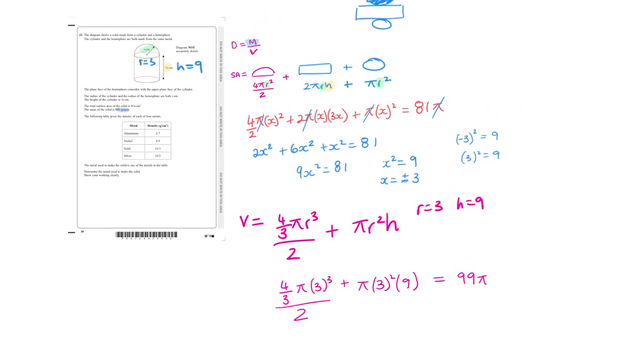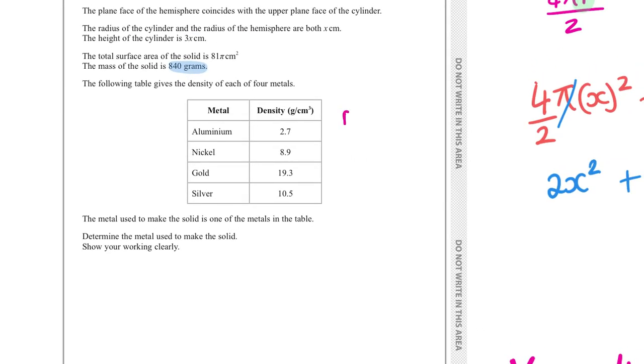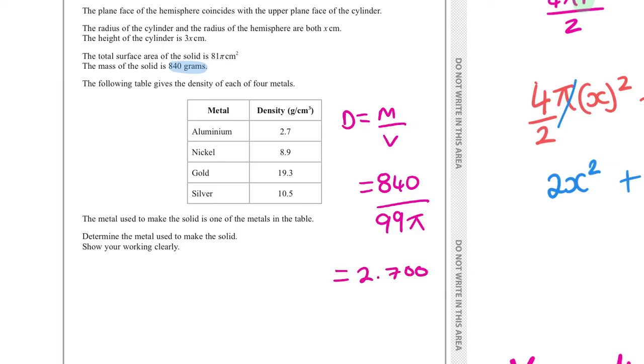So what did we figure out earlier? That density equals mass over volume. Our mass is 840. We've just worked out our volume as 99 pi. So 840 divided by 99 pi is 2.7008, etc. Okay, so which metal is used to make it? Yeah, aluminium.